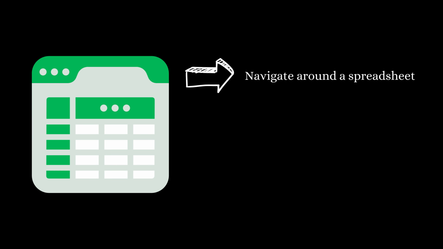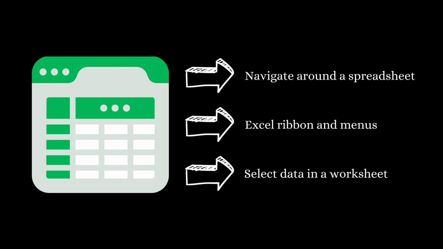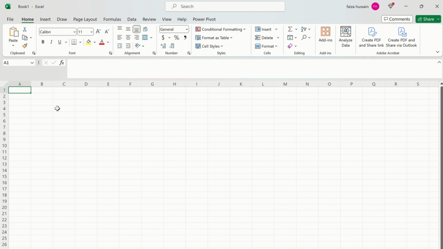Now that we have some basic understanding of the main elements of a worksheet, we are going to discuss how to navigate around a spreadsheet and how to use the Excel ribbon and menus and select data in a worksheet. In order to open any new file or sample files in Excel, we click on File.